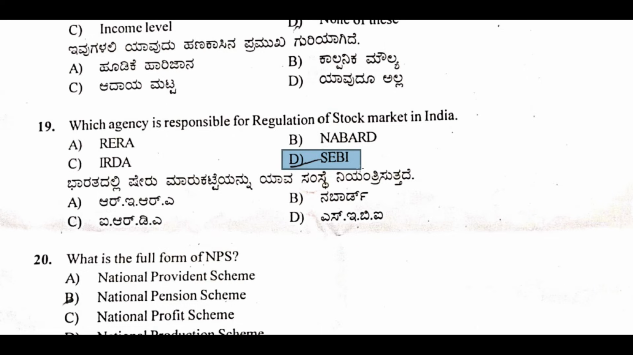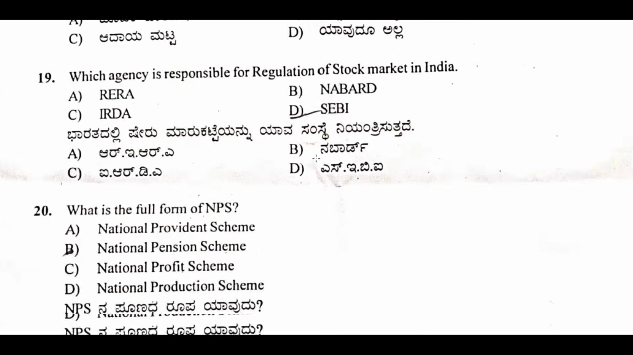The stock market in India is regulated by various bodies, in which the primary regulatory authority is SEBI. SEBI is a statutory regulatory body established in 1992 to protect the interest of investors and promote the development of the securities market in India.